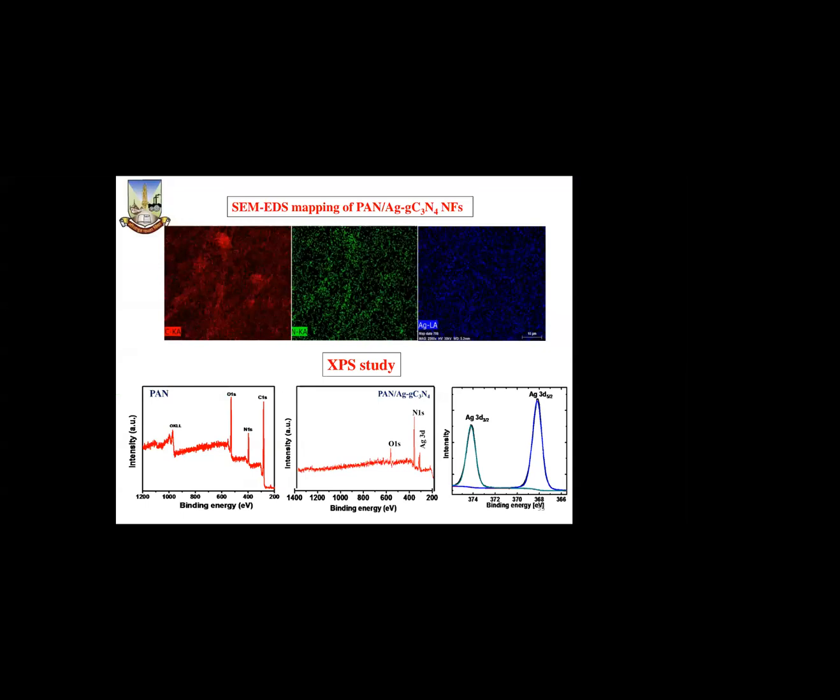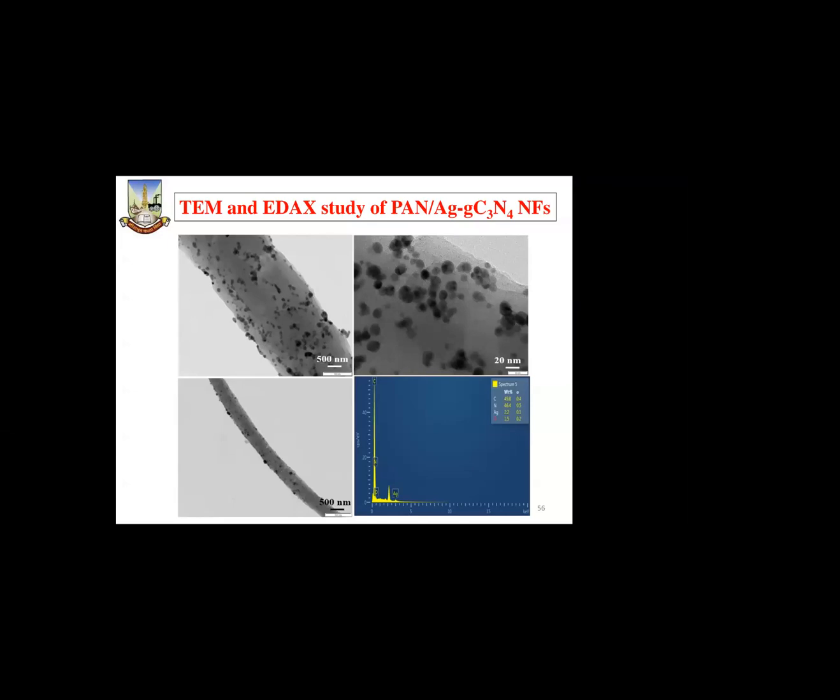This is the EDS mapping of PAN-Ag-C3N4 nanofiber. Very uniform and very fine decoration of the material is observed from the EDS mapping. XPS is also showing the formation of that particular nanofiber. This is the TEM image. The TEM image is clearly showing the decoration of silver graphitic carbon nitride nanoparticles on the surface of the PAN. This index is showing the presence of the elements: nitrogen, oxygen, silver, carbon from the C3N4, silver, and PAN.